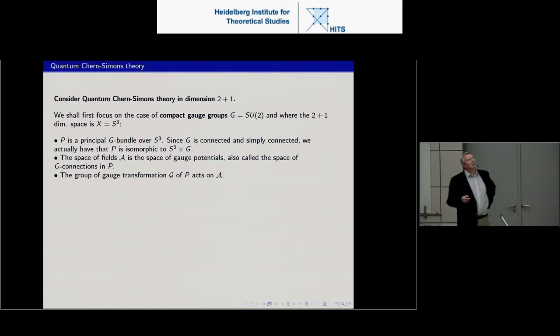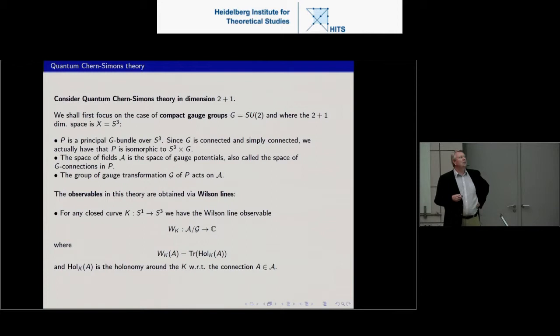And then this principal bundle has a huge symmetry group called the gauge transformations of P, and they act on the space A. And now the theory has classical observables, which are called Wilson lines in physics. You simply take a closed curve inside your three sphere, and then you produce a function on the space of connections modulo gauge: for a given connection, you compute the holonomy around the closed loop, and then you take the trace in the two-dimensional defining representation of SU2. So this gives a holonomy function. This is a function on the space of fields modulo symmetries, so these are classical observables.